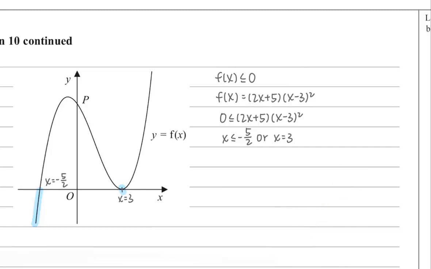If you're not sure, you could check the graph. The 2 points where the graph crosses the x-axis are when x is negative 5 over 2 and when x is equal to 3. You have to write x is smaller than or equal to negative 5 over 2 because the graph extends beyond the x-axis downwards. And x is equal to 3 because it just touches the x-axis, where the graph f(x) is 0.